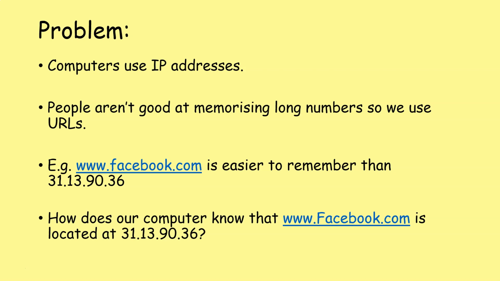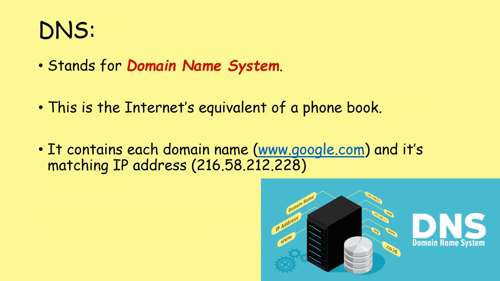So there's a problem here. Computers use IP addresses. However, people aren't very good at memorizing long strings of numbers. So we use URLs to identify resources that we want on the internet. The example here would be facebook.com, which is a lot easier to remember than, say, 31.13.90.36. So the question is, how does your computer know that when you type in facebook.com it has to go to the location 31.13.90.36? Well, that brings us to DNS, the Domain Name System.